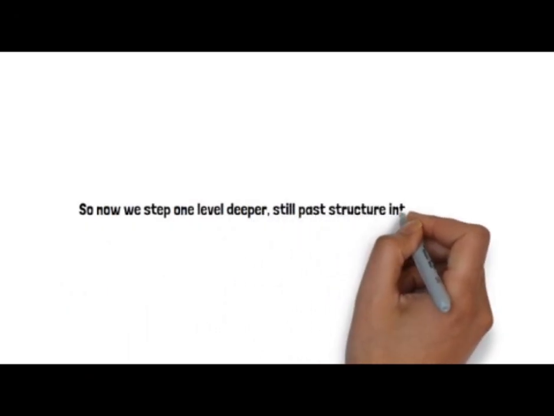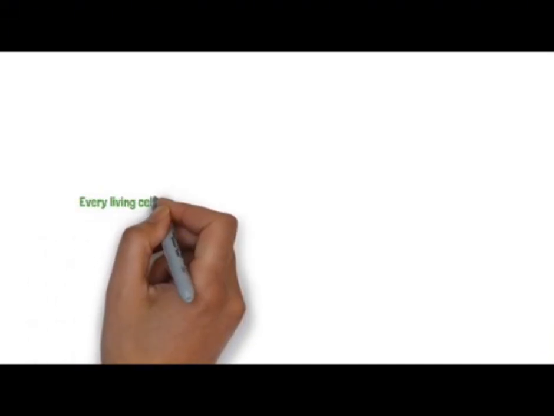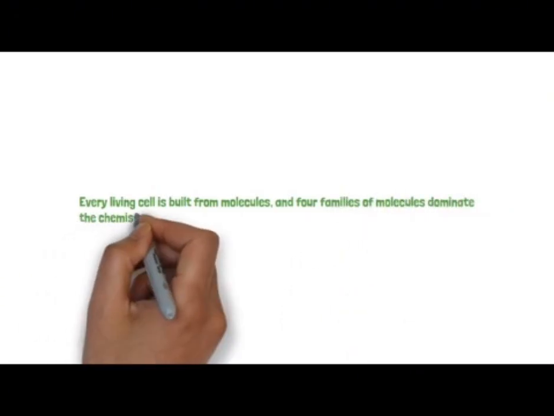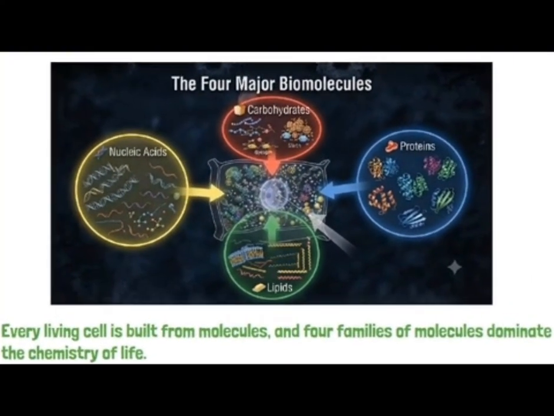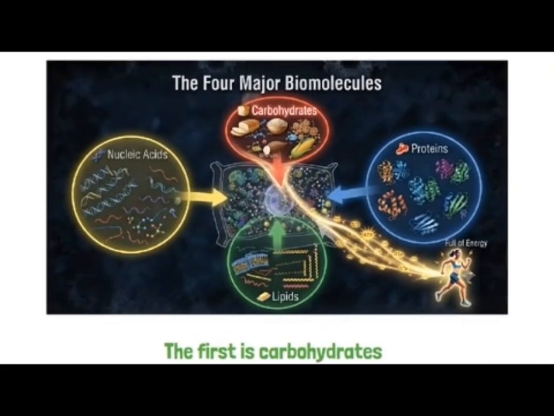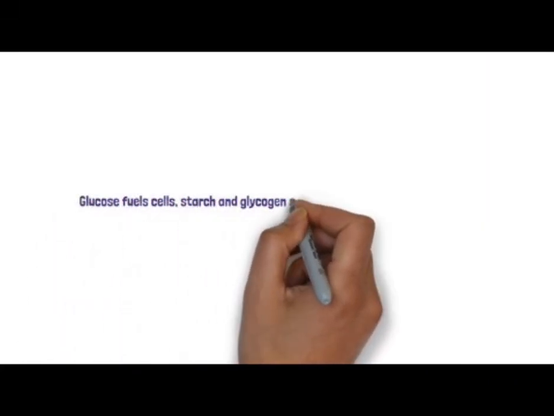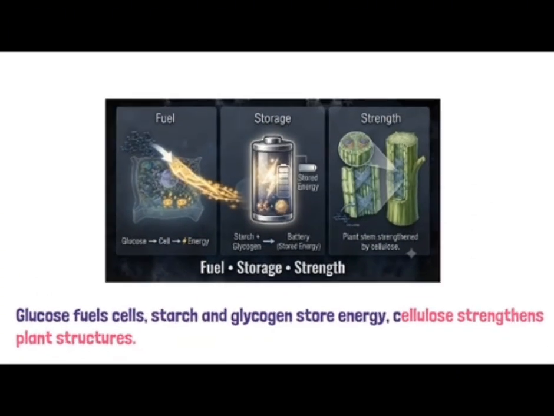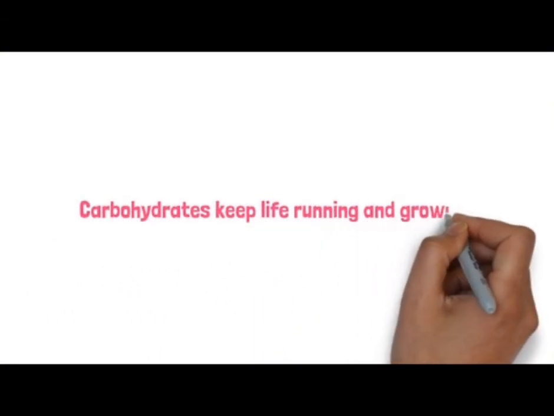So, now we step one level deeper still, past structure, into chemistry. Every living cell is built from molecules, and 4 families of molecules dominate the chemistry of life. The first is carbohydrates. These are energy sources. Glucose fuels cells, starch and glycogen store energy. Cellulose strengthens plant structures. Carbohydrates keep life running and growing.